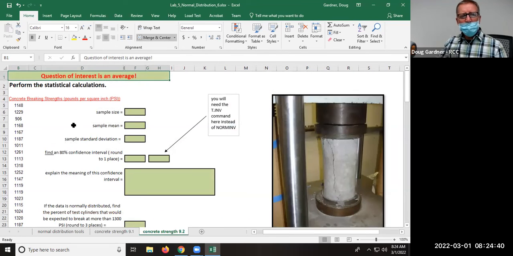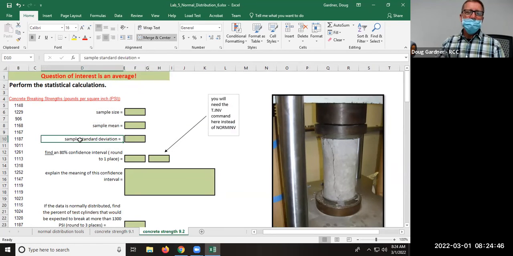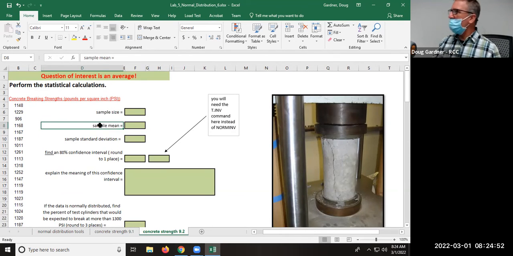Same data. Well, not quite the same data. I'm on 9.2 now. Here, what's the person's question? Maybe this is the more natural question. This person was just curious about the sample mean. What's the average breaking strength? They didn't want to know what percent are stronger than 1200. They wanted to know what's the mean, what's the average breaking strength of this sample of concrete.